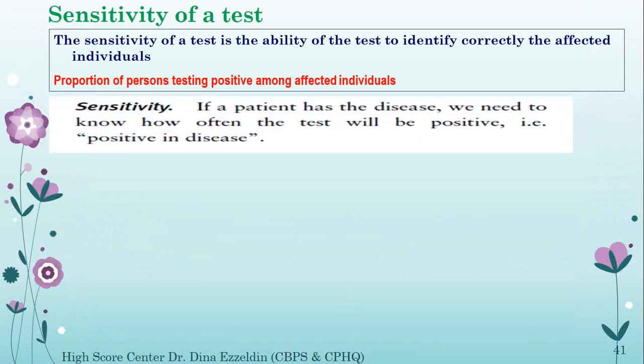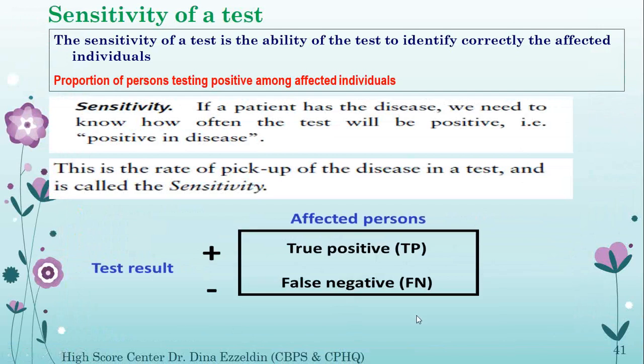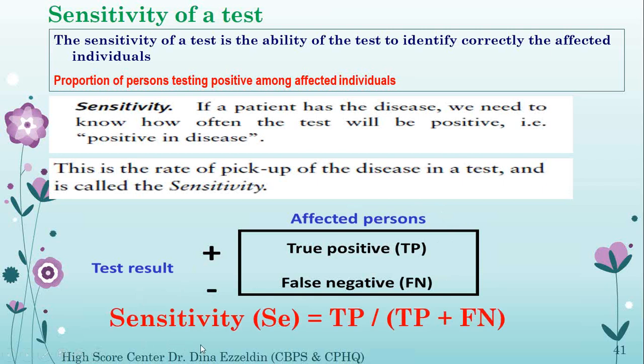Sensitivity: if a patient has the disease, we need to know how often the test would be positive. So it searches about the positive. This is the rate of pickup of the disease in a test and is called the sensitivity. How to calculate the sensitivity, and it's very important in the exam. Test results plus or minus among affected persons, which is true positive and false negative. This is the sensitivity.